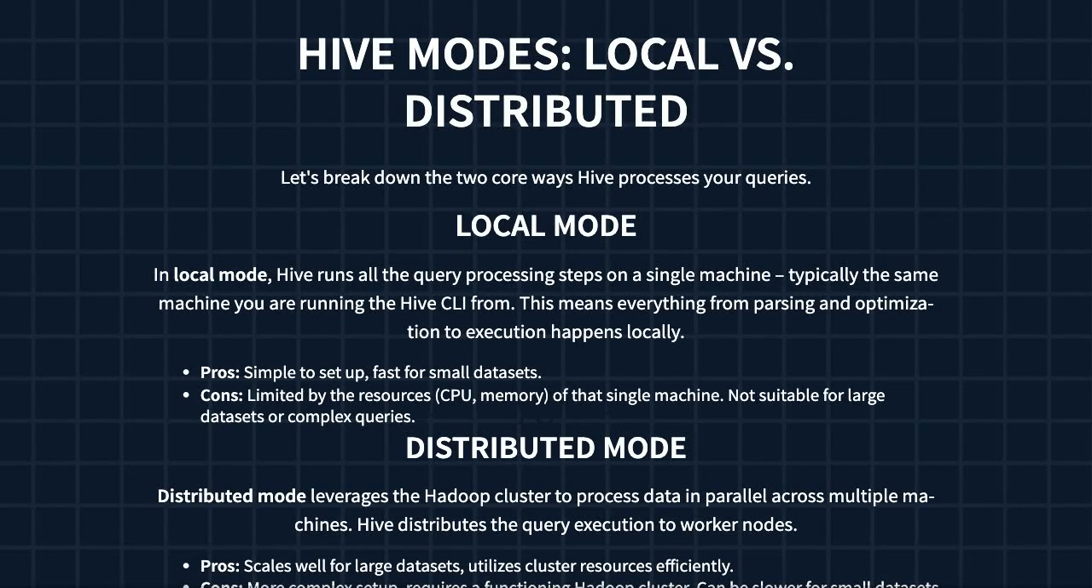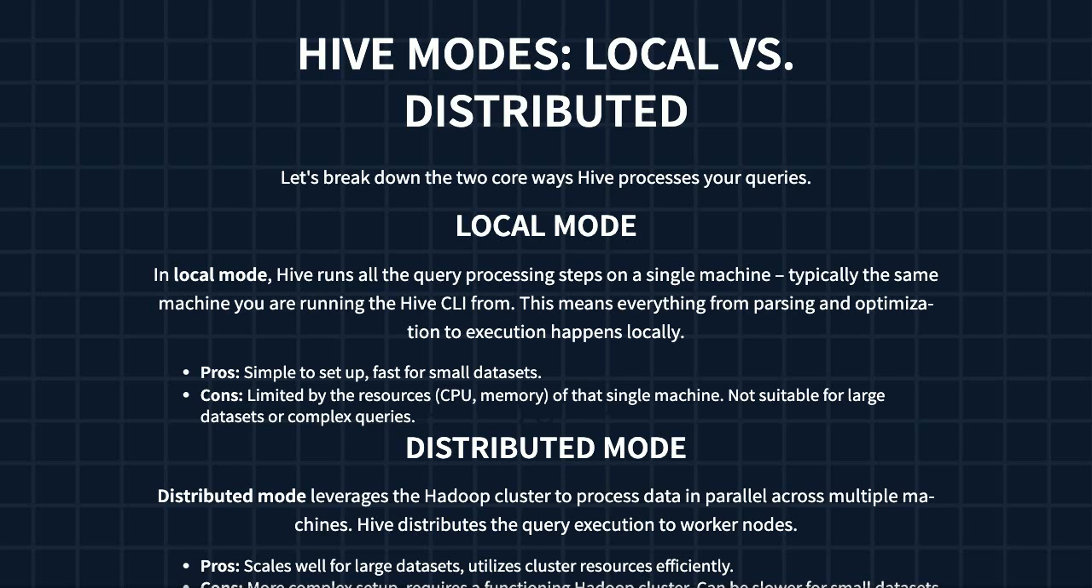Okay, let's talk about how Hive actually runs your queries. There are really two main ways it can do this: local mode and distributed mode. Local mode is pretty straightforward. Everything happens on one machine, like the one you are using to run the Hive command line. It's quick and easy for small datasets, but it quickly hits a wall when dealing with anything larger or more complex. On the flip side, distributed mode utilizes the power of a Hadoop cluster.